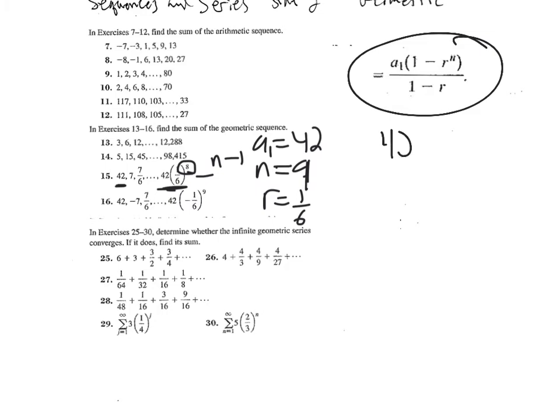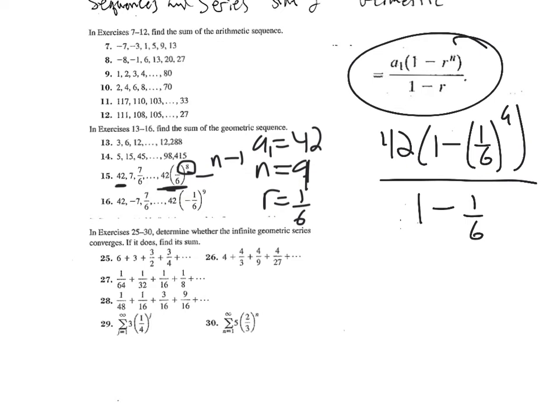So 42 times 1 minus 1/6 raised to the 9th power, over 1 minus 1/6. So let's see what we get here. So that's going to be 42 times 1 minus 1/6 to the 9th power, which is going to be some huge number.